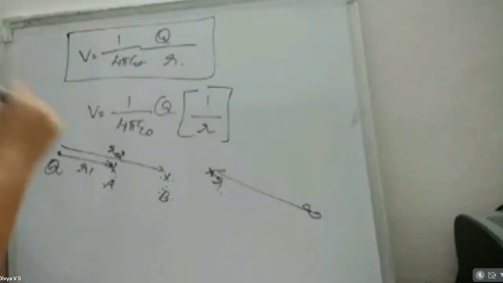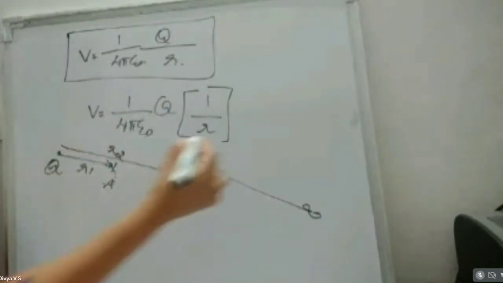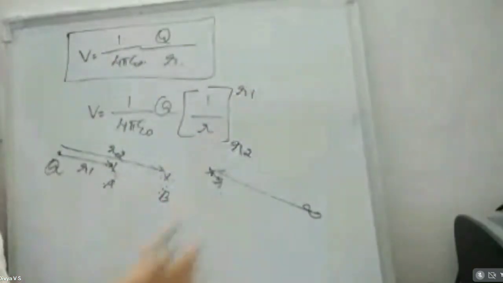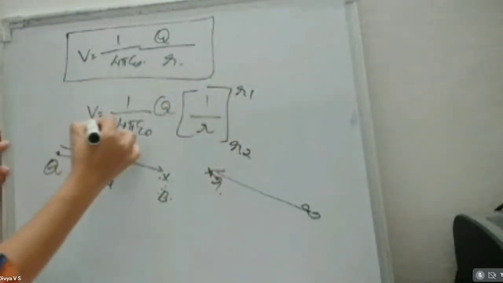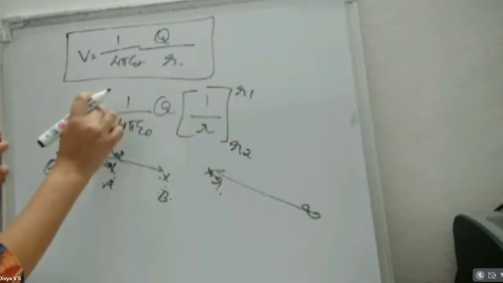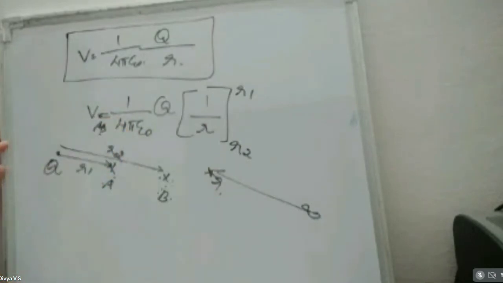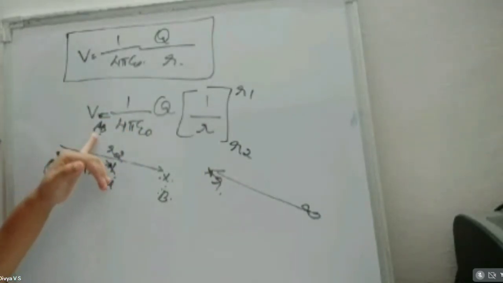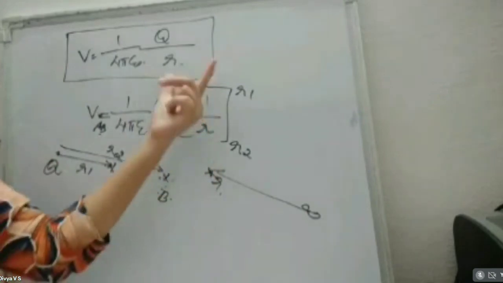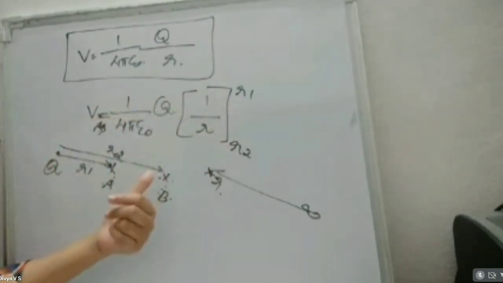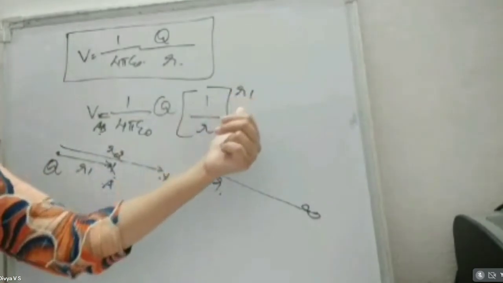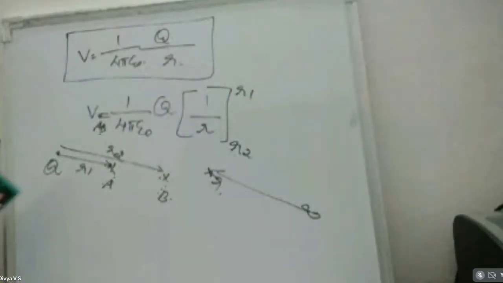So the limit will be from R2 to R1. Instead of infinity to R, when we calculate the potential difference between any 2 points, write it as VAB, the potential difference between A and B, we have to give the limit as the distance from the charge to those 2 points. So here the limit will be R2 to R1.